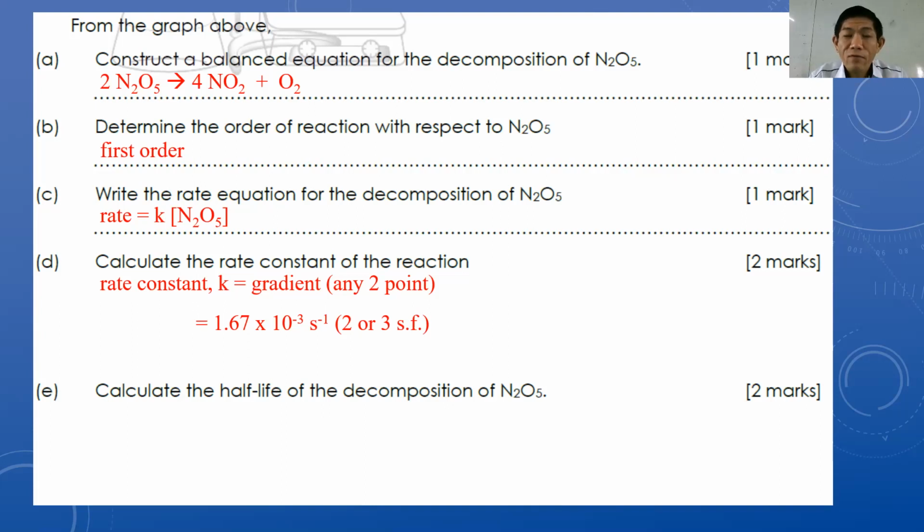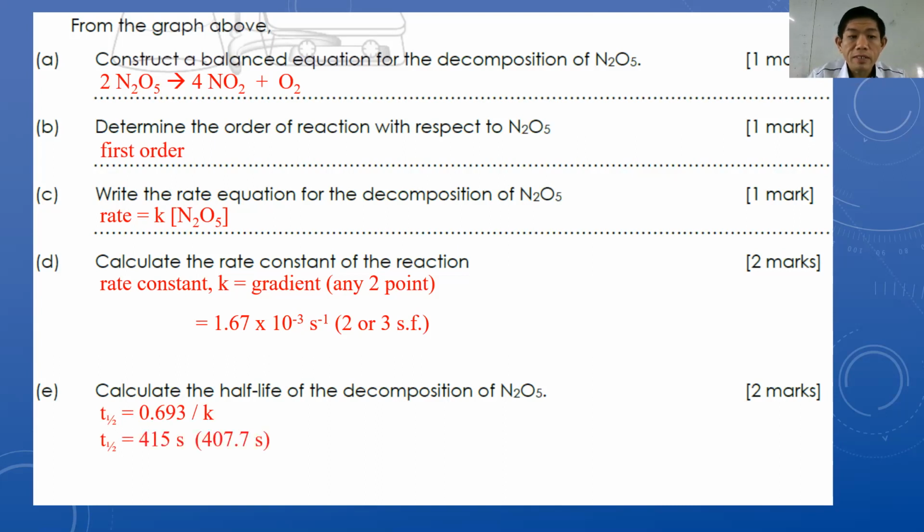So can you determine half-life from the graph? Actually cannot. However, because this is a first order reaction, you can straight away determine the half-life of the reaction by using the half-life equation for the first order. So you must memorize this equation, where we have t half equals 0.693 over k. So you substitute into the equation.